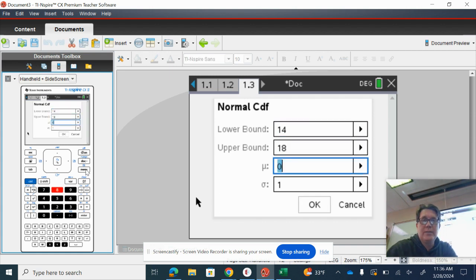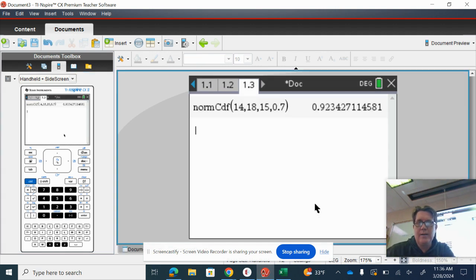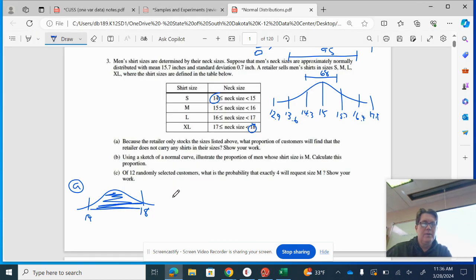And our mean was 15 with a standard deviation of 0.7. That's going to find the percent that's in there. Now we're looking for those that won't have a shirt. So we're going to subtract that. All right, so we're going to get 7.6%.